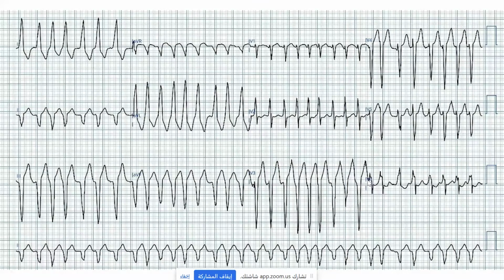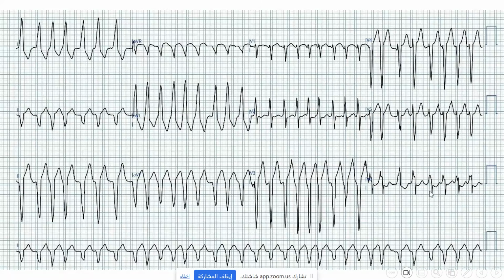Pre-excitation. You can see pre-excitation. Excellent. Where is it? If you look at V1, V2, V2 is better, there is some skinny QRS complex with pre-excitation, and others not. And if you look at V6 as well, it's clear.